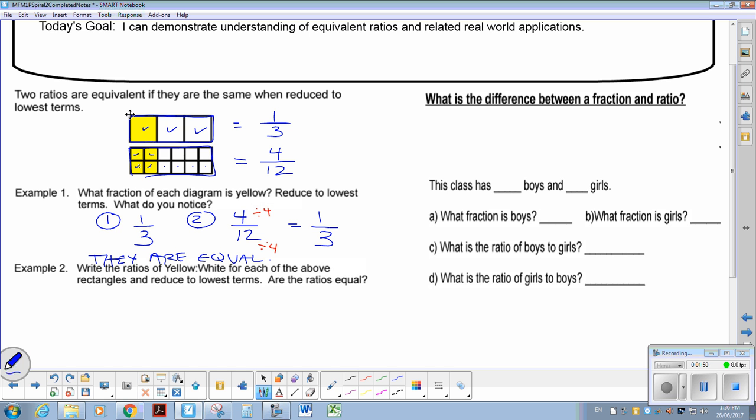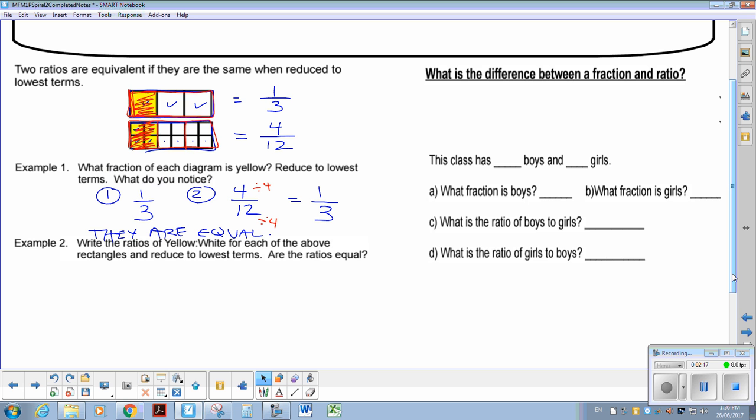Now let's go back and look at the picture. We knew this already because if this is the whole, this section here, the yellow, was 1/3 of the chocolate bar. Now this one, if we look at this whole and I divide it into thirds, it too is 1/3 of the chocolate bar's color. So it does make sense that 4/12 reduces down to 1/3.